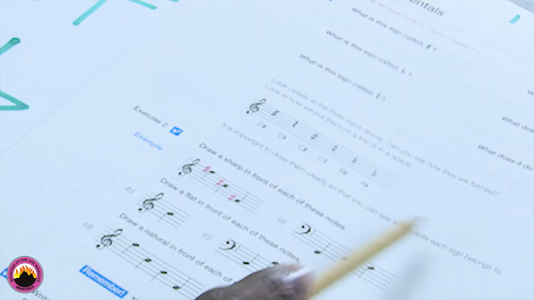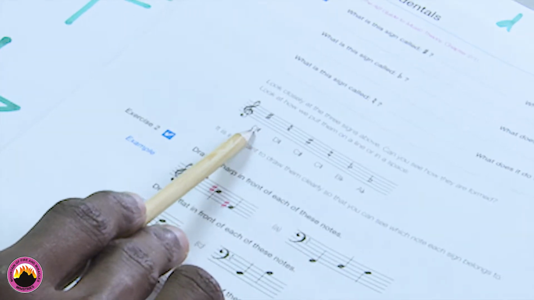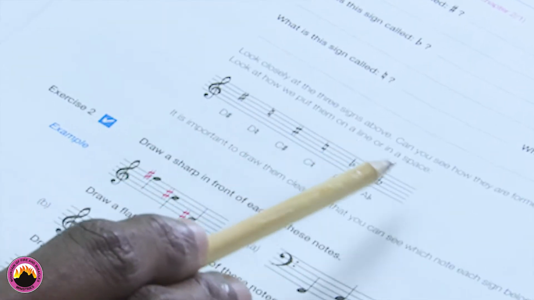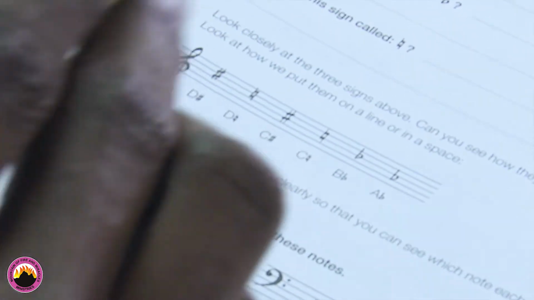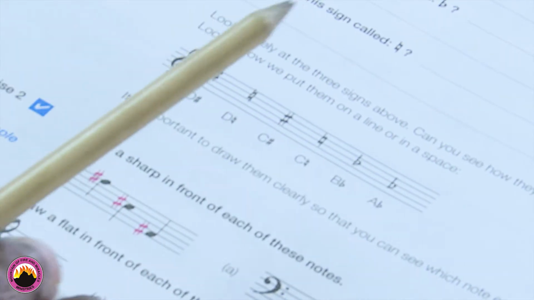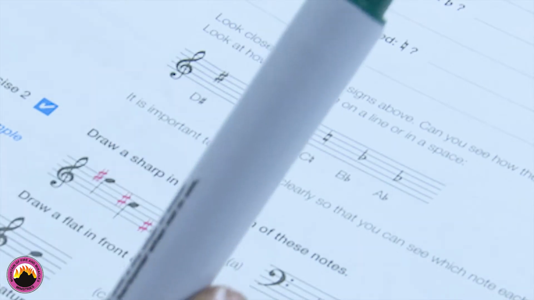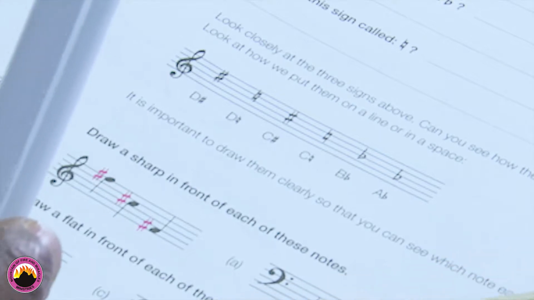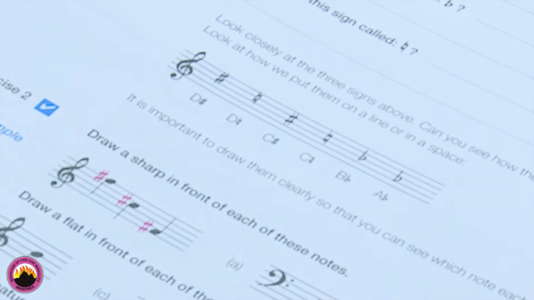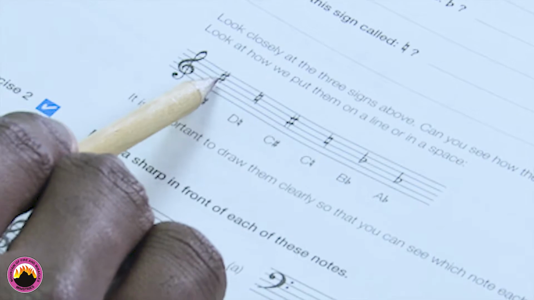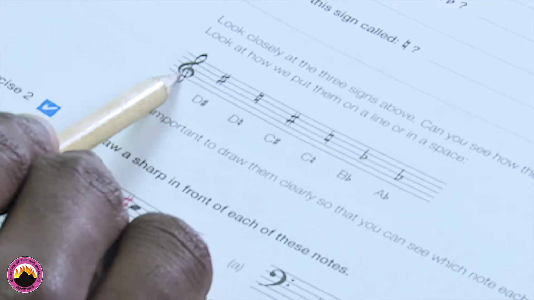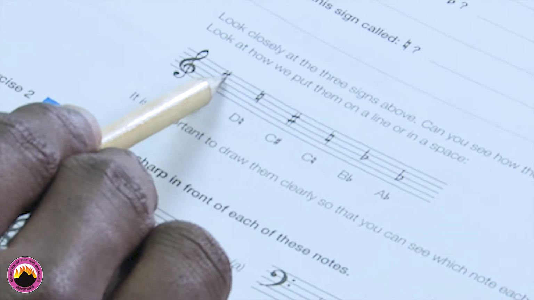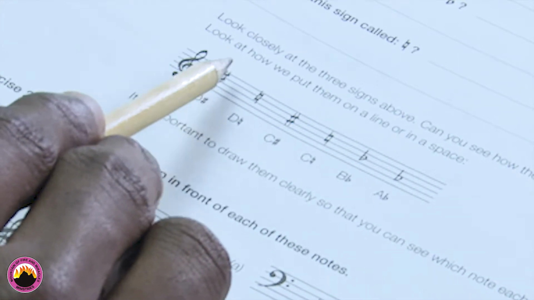Now look at this. They've actually written some sharps, flats, and natural signs on the staff. So in this instance, I hope you remember that the fourth line on the treble clef is D, right? The fourth line on the treble clef is D. So because a sharp has been added to this fourth line on the treble clef, it makes this line D sharp. It's no longer D, it becomes D sharp.